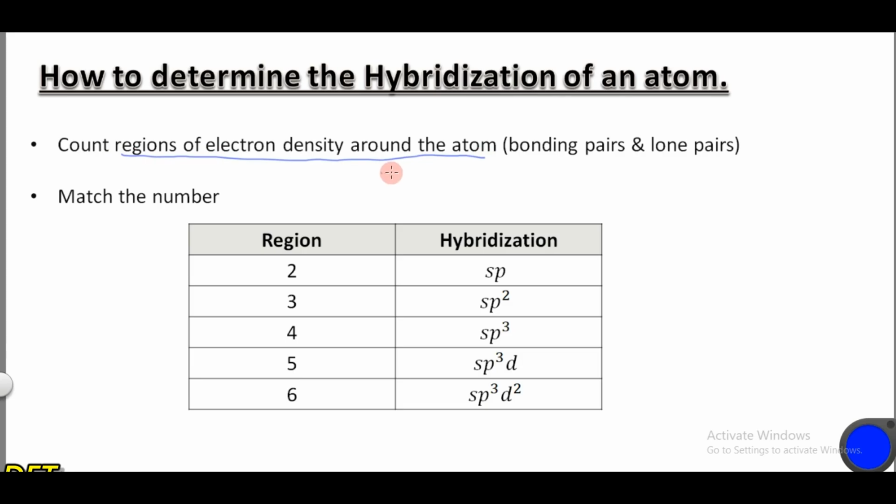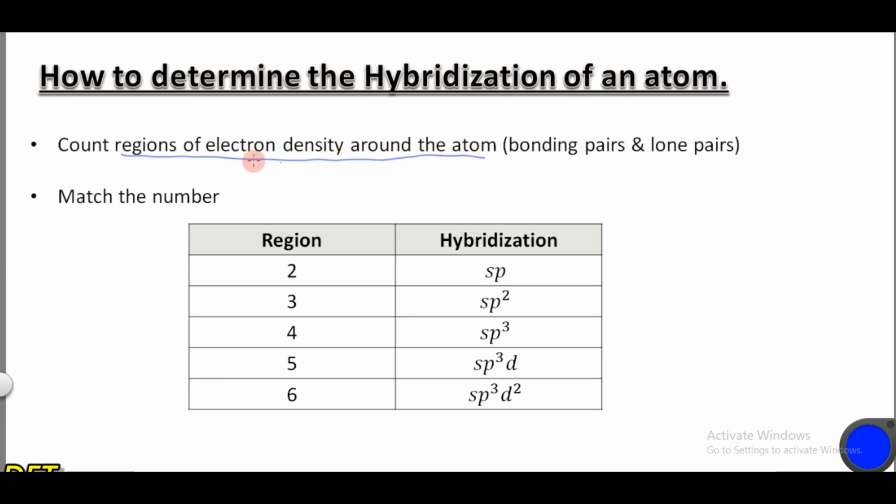Those regions of electron density include the bonding pairs and the lone pairs, and then after that, we match the number. So it's very important that you know that hybridization depends on the electron density around the atom. I repeat that again: the hybridization of an atom depends on the electron density around the atom.